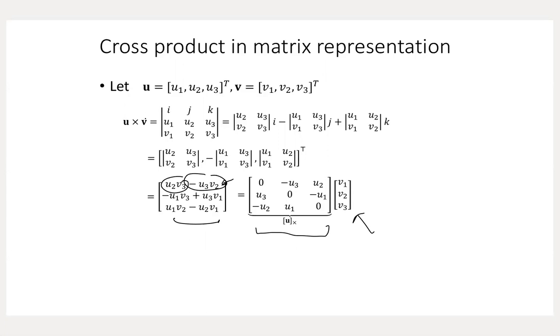Basically, if we want to compute the cross product of vectors U cross V, then U cross V will be just equal to this U cross matrix multiplied by V. So this is our U cross matrix.